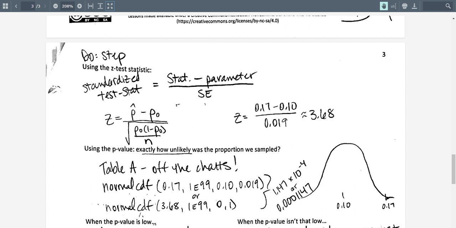And so you can use normal CDF if you would like, whichever way, with either z-scores or with the data, and get a crazy small value in scientific notation that tells us there is a very low chance of getting a sample p-hat as high as 0.17 if the truth is supposed to be 0.1. Pause and catch up.